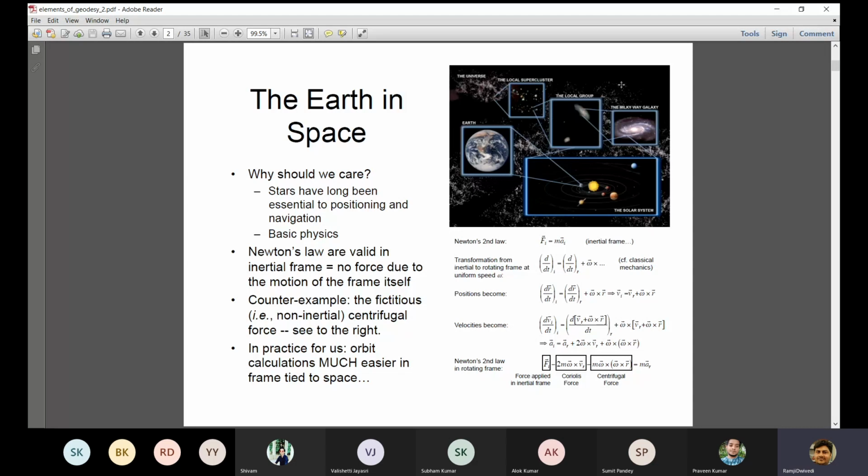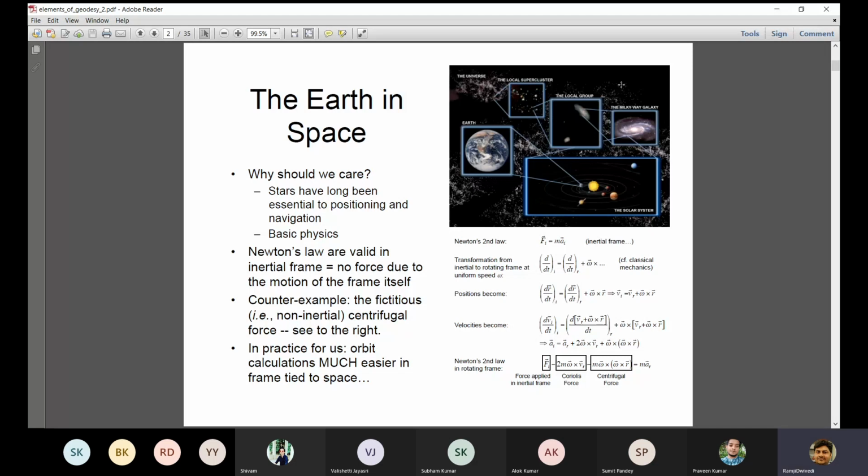So what is Newton's second law? In an inertial frame you define F as ma. The force is equal to mass times acceleration. This obviously refers to classical mechanics, so d by dt, from the inertial frame to a rotating frame at a uniform speed, we define the equation like this.